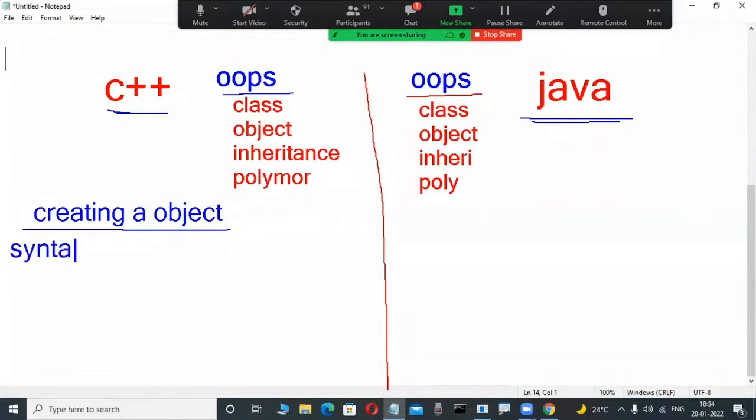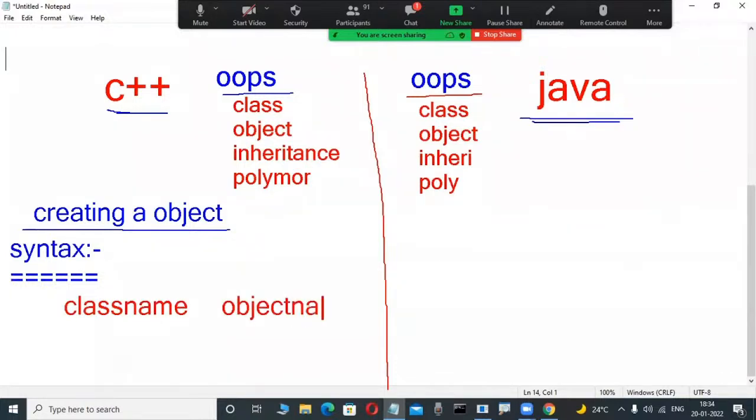Yes, many fellows have an idea. Observe here, this is the only difference. In C++ the syntax is class name, space, object name. This is the syntax to create an object from the class in C++. Suppose creating an object is also there in Java. Now observe here. Suppose they want to create an object, some objects of a class, don't worry what that is.